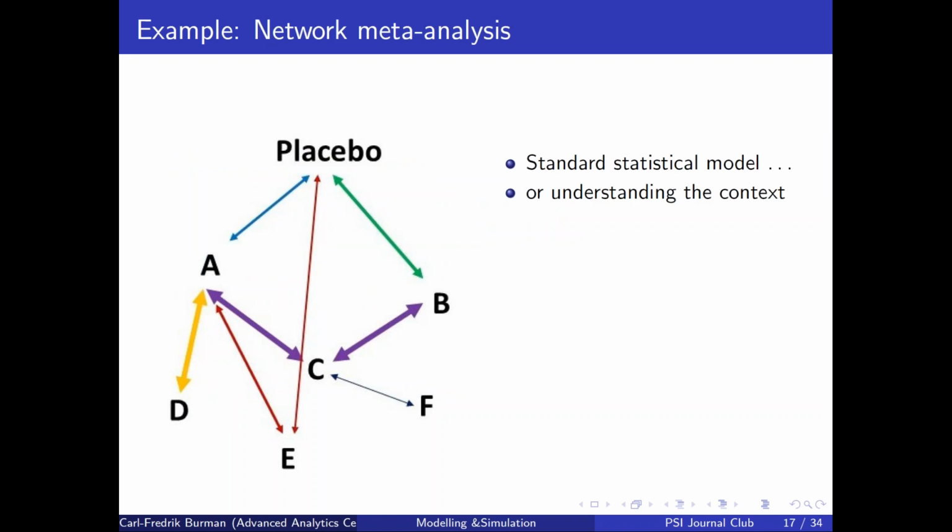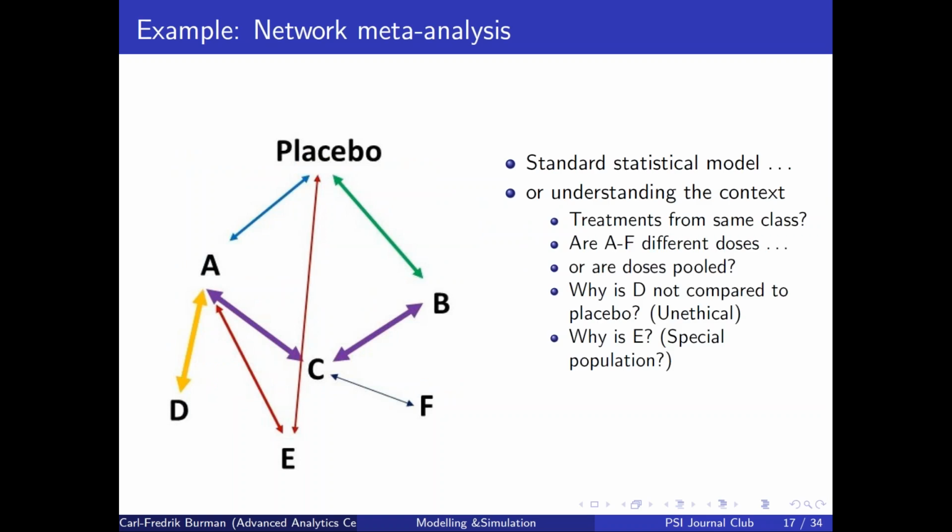The network meter example I will mostly skip, but the idea here is that it's perhaps not just putting the data, find the data, put it in a standard software. It's a bit about thinking about why do we have these trials? Could there be differences between them?